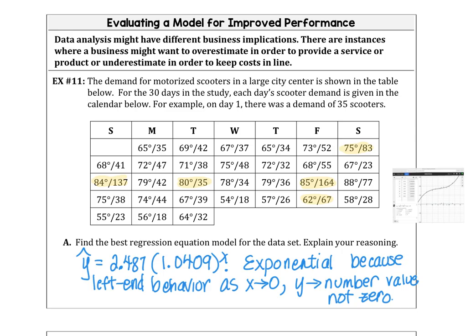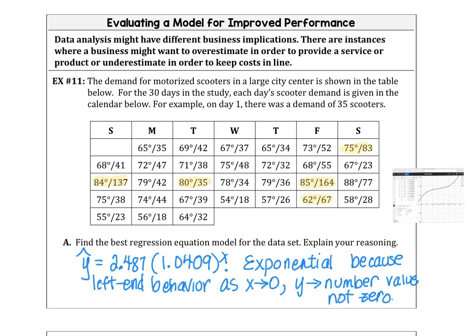This lesson is running long, so let's go through example 11 rather quickly. We have the demand for motorized scooters in a large city center, shown in the table below. For 30 days in the study, each day's scooter demand is given in the calendar. For example, on day 1, there was a demand for 35 scooters. This was the temperature for the day. We want to find the best regression equation model for the data set and explain your reasoning.